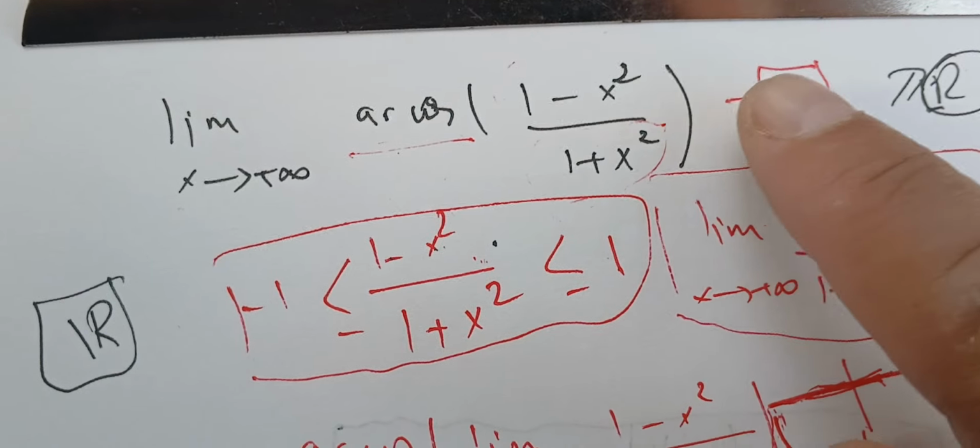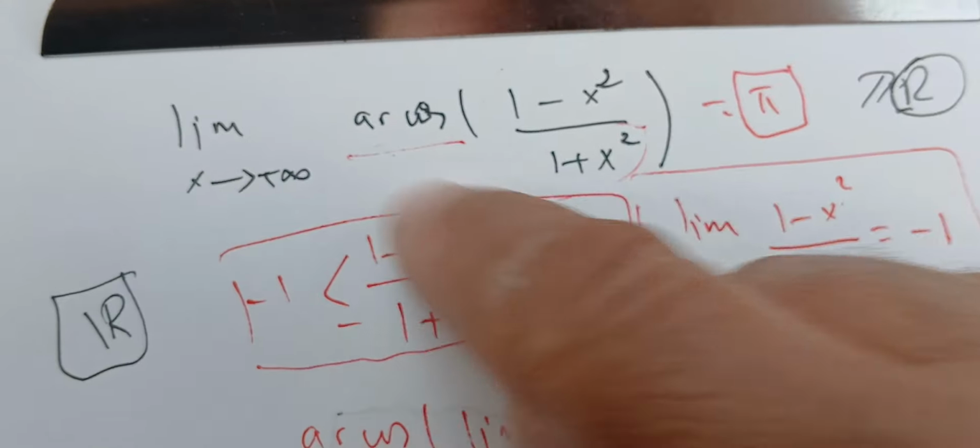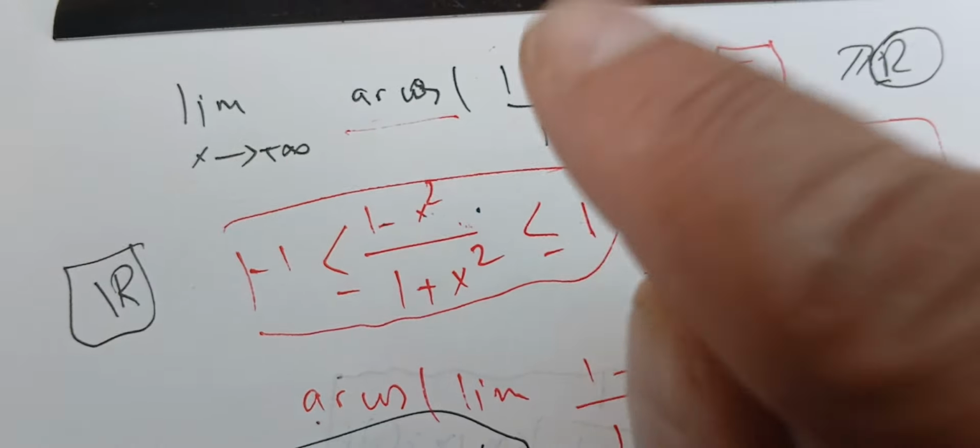The most important thing is that we can enter the limit since this function is continuous and this limit exists. That's the key idea from this video.